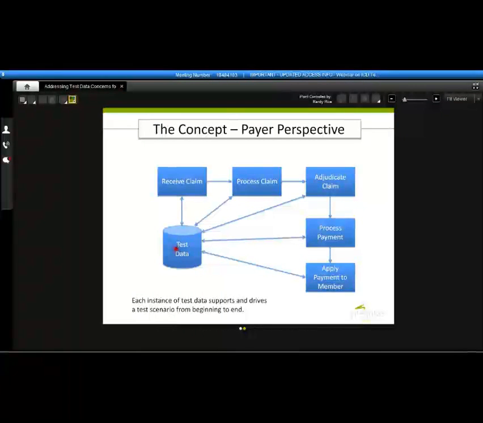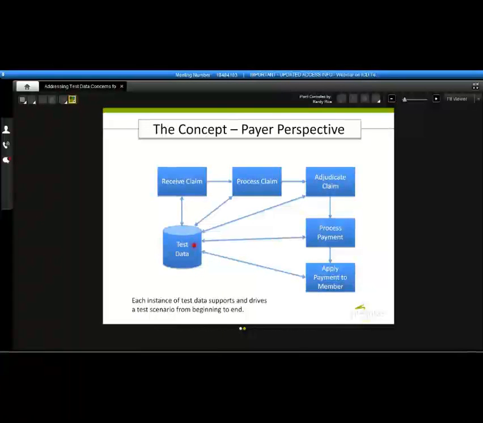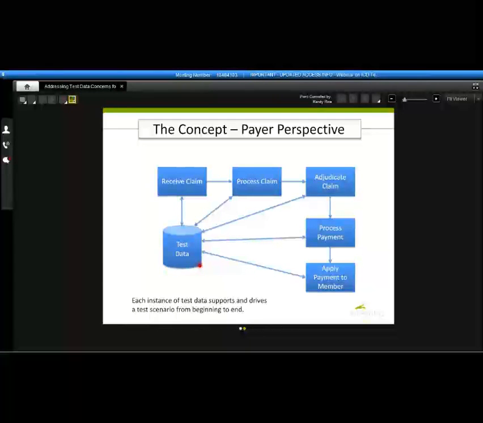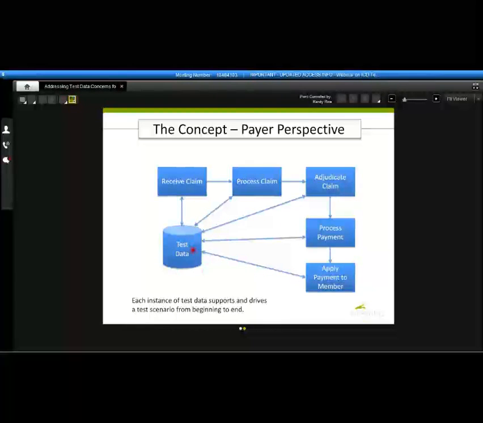So the processes are reusable. The test data is also reusable, but it's also controllable. And that's a key point here, because if you're in the middle of a test, let's say, and all of a sudden, in the payer context, you see a new member appear, you're going to say, how did that happen? Or maybe the member's claim experience differs from the last test that you performed. This data has to be locked down to some point, and it has to be controlled.